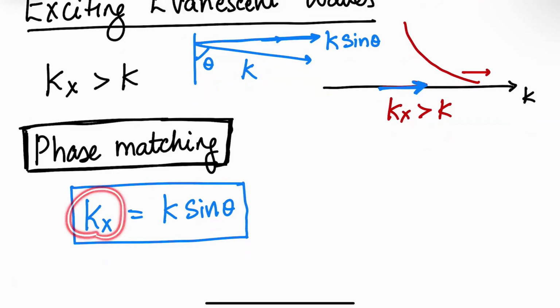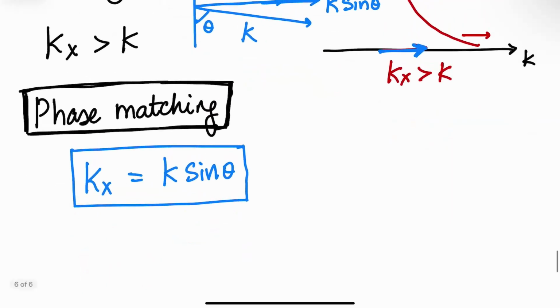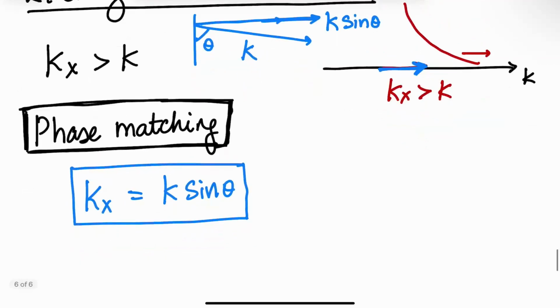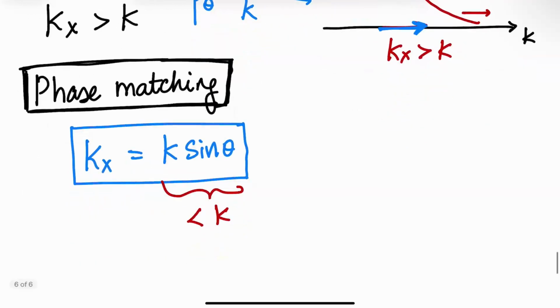If this incoming wave is coming from free space, then this can never be possible, right? Because kx is always greater than k. I should say that if the incoming wave that's exciting this evanescent wave is coming from free space, then k sine theta is always less than or equal to k, whereas kx is always greater than k. So this equality can never hold, right?